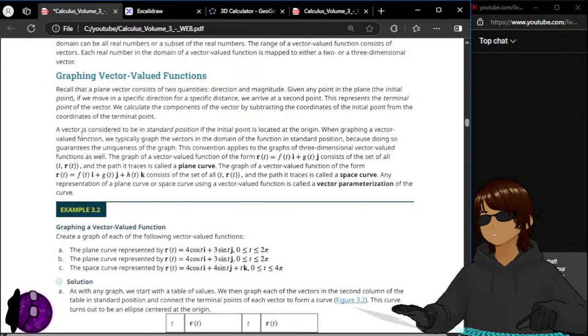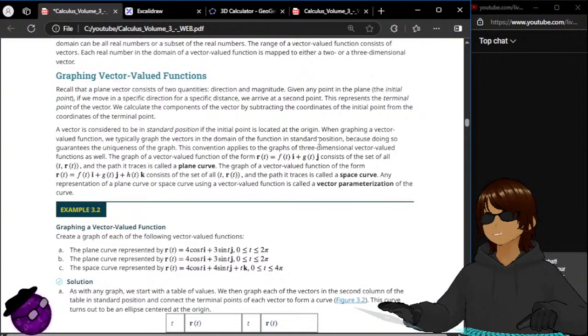A vector is considered to be in standard position if the initial point is located at the origin. When graphing a vector valued function, we typically graph the vector in the domain of the function in standard position, because doing so guarantees the uniqueness of the graph. This convention applies to the graph of three-dimensional vector valued functions as well.